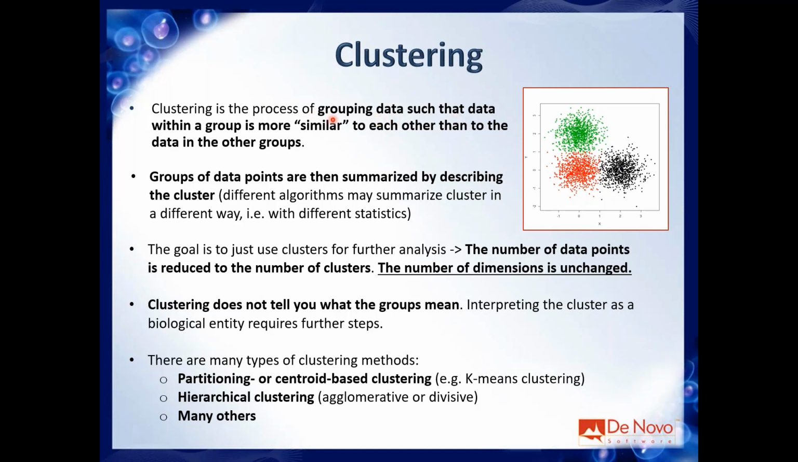So let's go into more details about what clustering is. Again, you can see the definition here at the top. As we mentioned before, it means grouping data such that data within a group is more similar to each other than to the data in the other group. You can see an example at right. This is a very basic example, a 2D plot with 3 populations. If you do clustering, again, you are grouping similar events together. In this case, you may want to look for 3 clusters. You see the green, the red, and the black. So we are grouping similar events together.